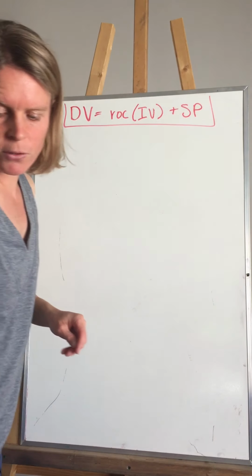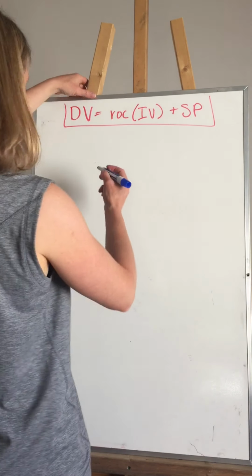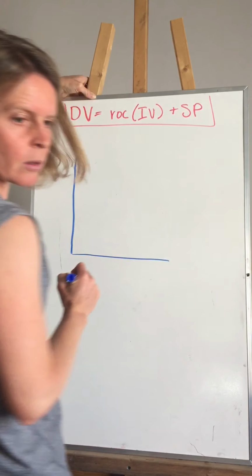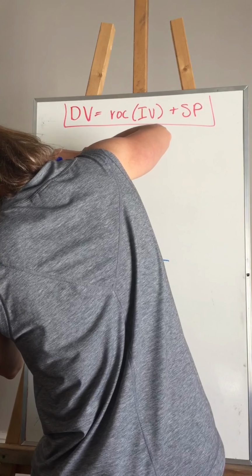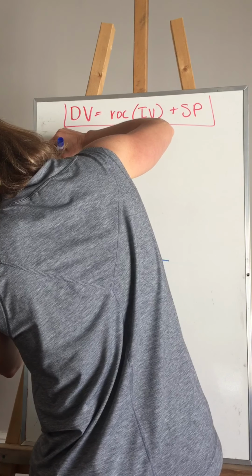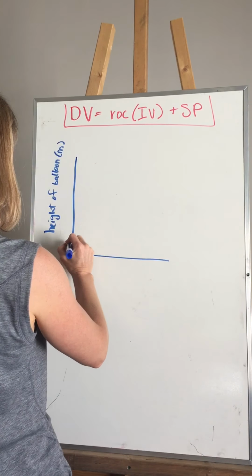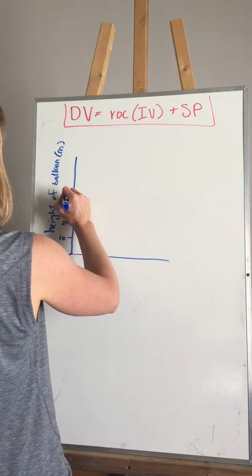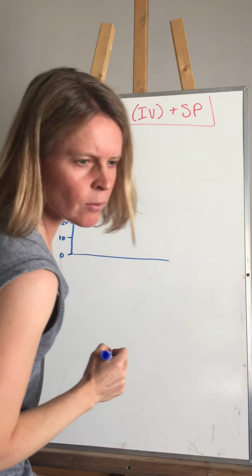Okay, so my first one, we'll do this one first. This one is a graph, so I'll try to draw this graph as best as I can on here. So this is the height of a balloon in meters, and that's going up by tens. So 0, 10, 20, 70, yeah, that's high enough.